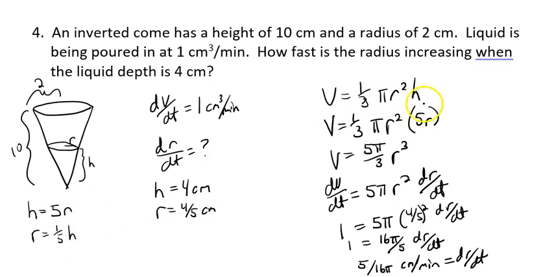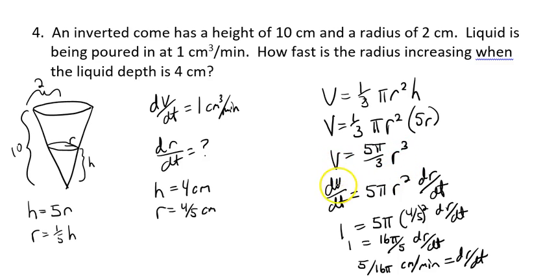Then we come to the volume formula, and you decide, do you want r's or h's? And since they ask about radius, you need the variable to be r. So you need to replace the h with the 5r that we found over here and simplify. So I just have to multiply that 5 in front and multiply the r with the r squared. So this is the new volume formula. And then I take the derivative.